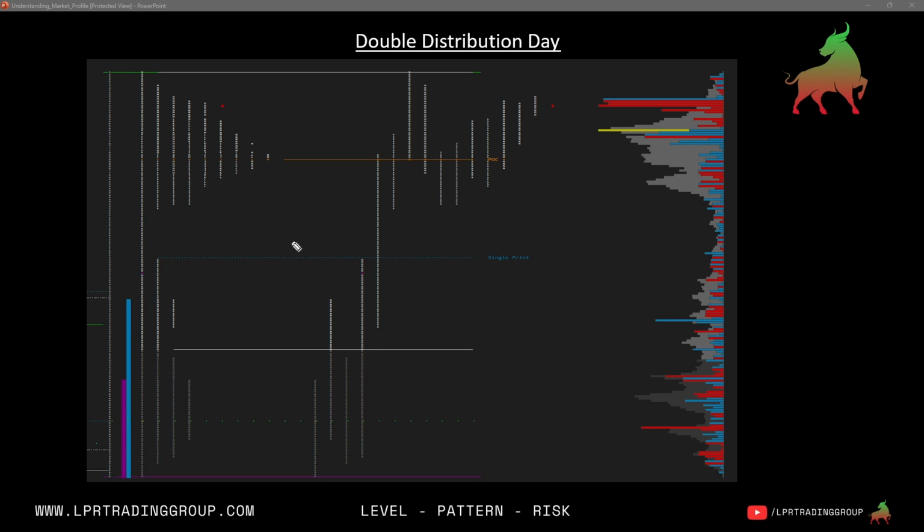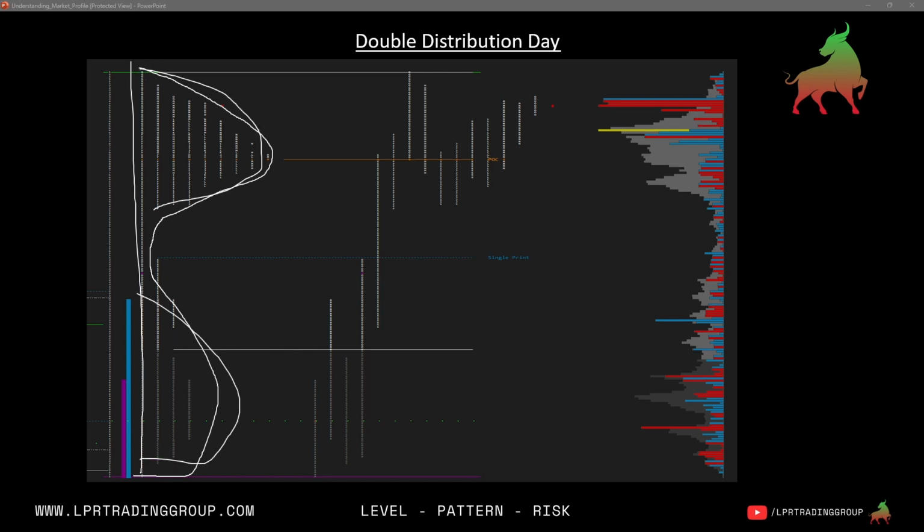If you're looking at the profiles after the fact and trying to identify these days just for reference and learning, a double distribution day is going to have a distribution on the top side of a range with a thin middle body and a distribution on the lower side of the range. It's going to look like an uppercase B. We've got two areas of distribution within the profile.